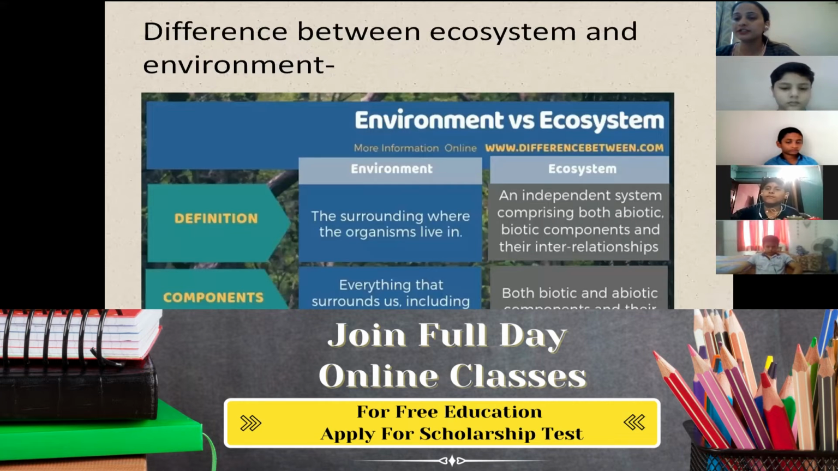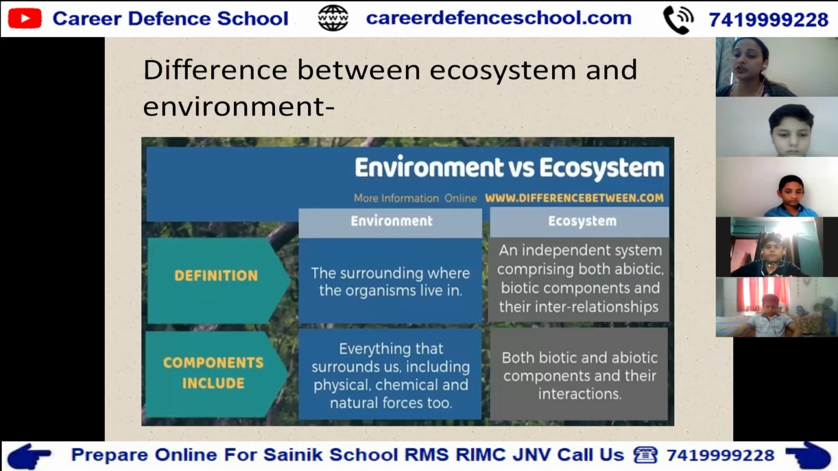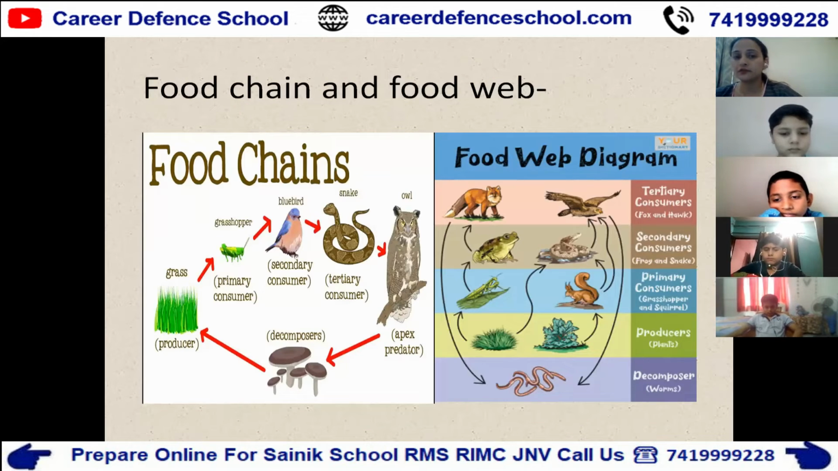Then, what is the difference between environment and an ecosystem? Everything which is around us is called environment. Means if you are asked what air, water, sunlight are, they are part of our environment, biotic and abiotic. But when we interact with air, water, sunlight, that is called ecosystem. That will be called ecosystem. Both biotic and abiotic components and their interaction is called ecosystem. Then we did food chain and food web. What is food chain? A sequence of food eating is called food chain. When anyone can eat anyone, that is called a food web.